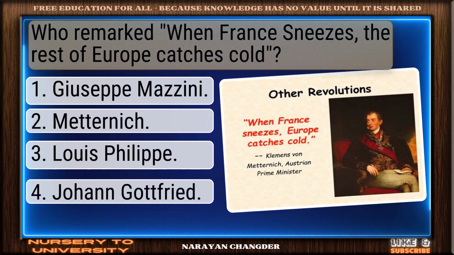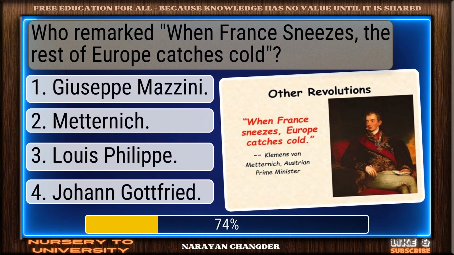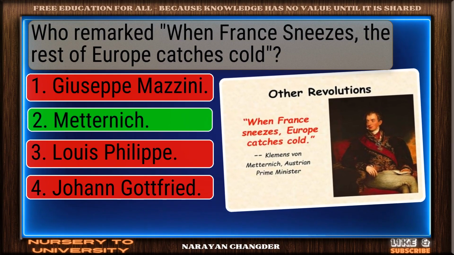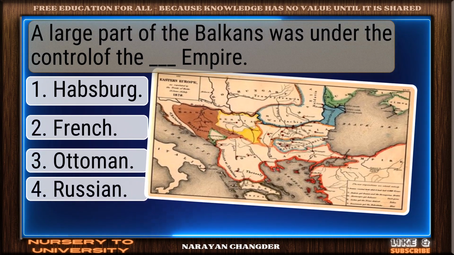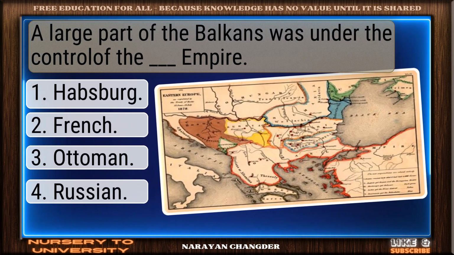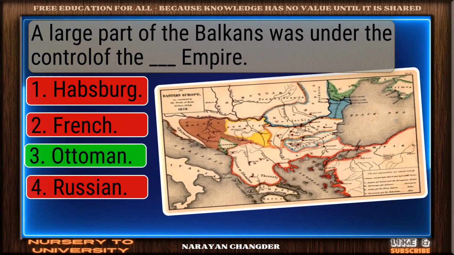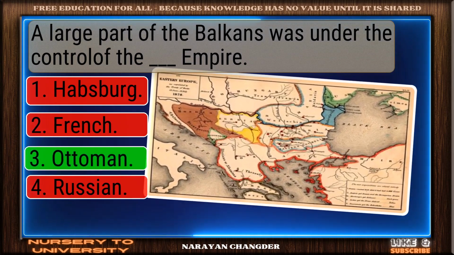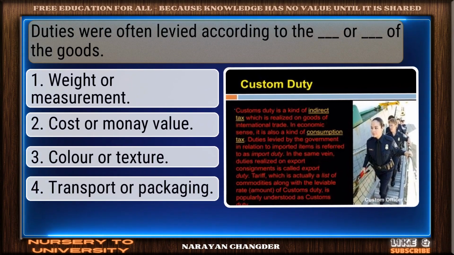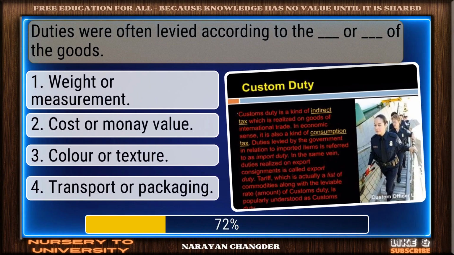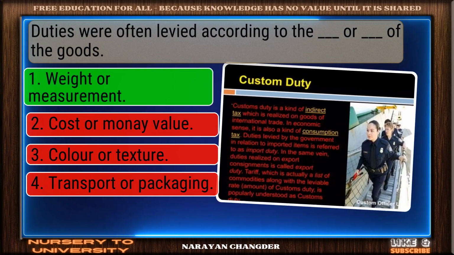Who remarked, when France sneezes, the rest of Europe catches cold? On track, Metternich is correct. A large part of the Balkans was under the control of the dash Empire. Good thinking. Ottoman is right. Duties were often levied according to the dash or dash of the goods. Correct response. Weight or measurement is accurate.